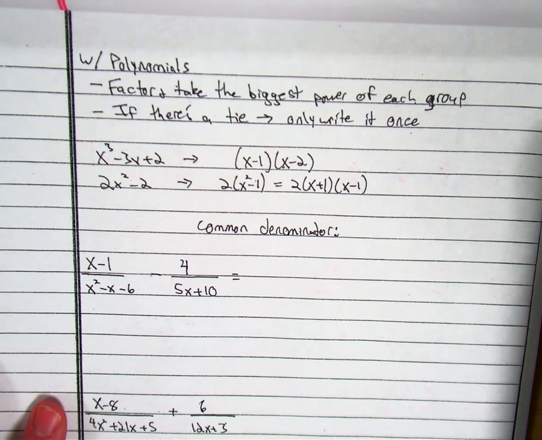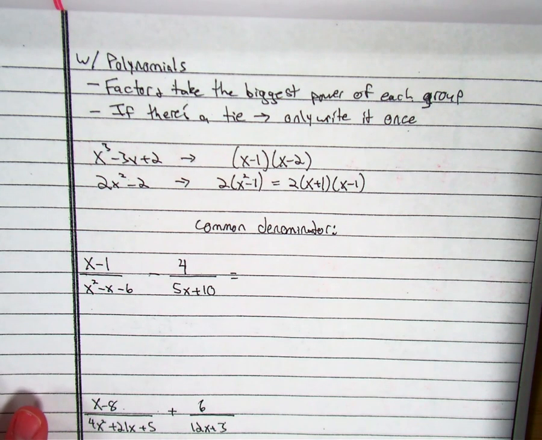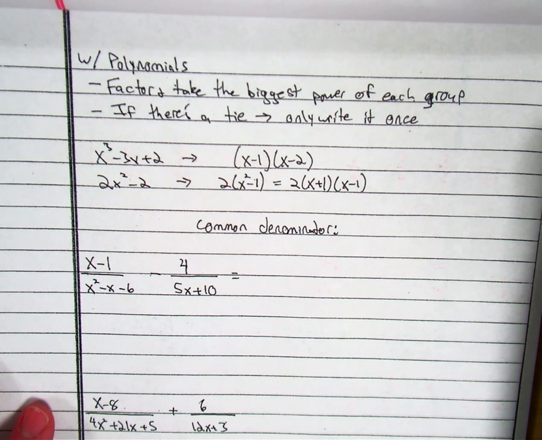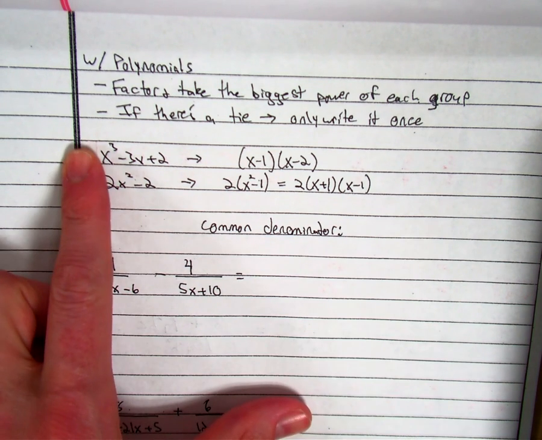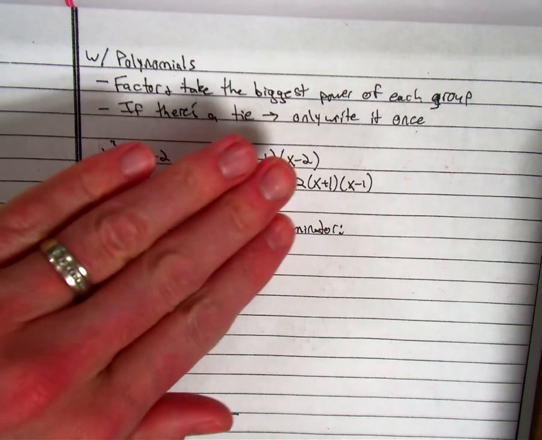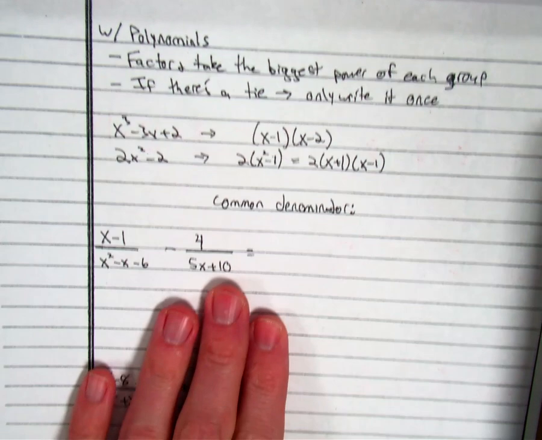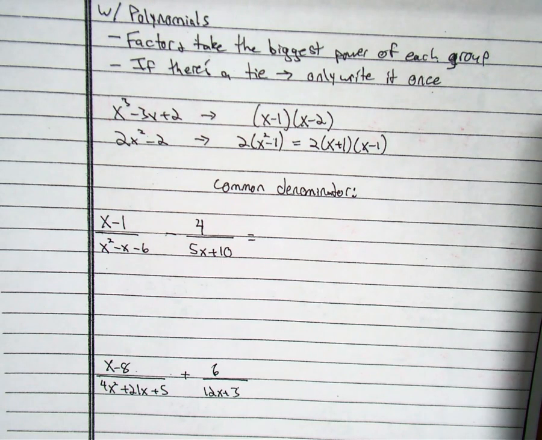With the back side, with polynomials, we're going to take the biggest power of each group. Probably not going to have very many today that have powers on the groupings. And if there is a tie, you only write it once. So this hasn't been very effective today in class, and we've been better off just jumping down to these example problems.